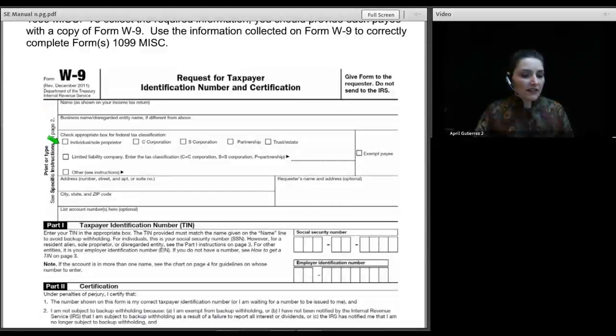Now, for my clients, one of the things I like to have them do is anytime I see them making payments of $600 or more to any entity, I have them get that entity to complete the form. Because even if the entity is a corporation, now they have proof that the reason they didn't 1099 was because the entity said that they were incorporated.